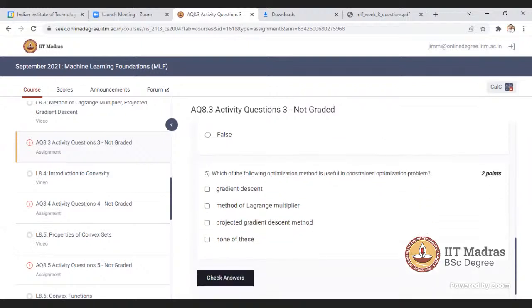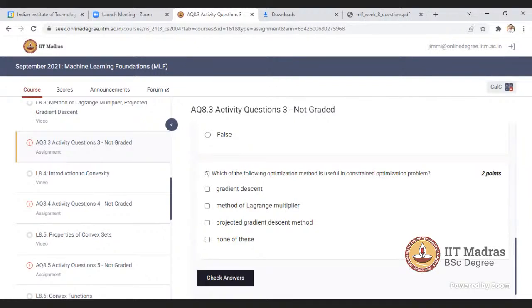Okay. So the fifth question says, which of the following optimization methods is useful in a constrained optimization problem? Gradient descent is for unconstrained optimization problems. Method of Lagrange multipliers: this is the one we read in the first 3 lectures that we can use for constrained optimization problems. But the condition here is that the equation should not be that complicated. Then we have the projected gradient descent method, which is also an iterative algorithm that we can use to a certain extent. Even if the equation is complicated, it will still work. So these two are the correct answers here.